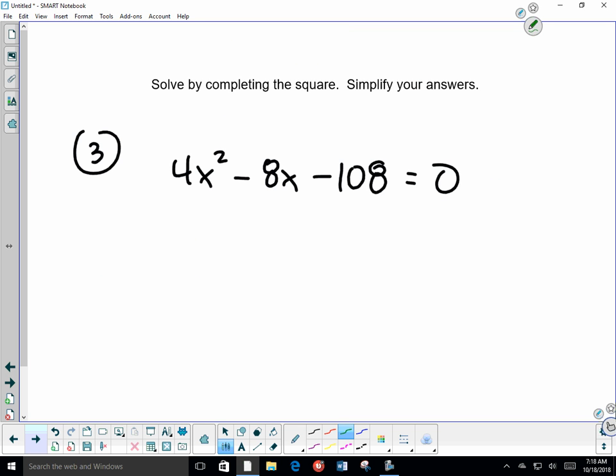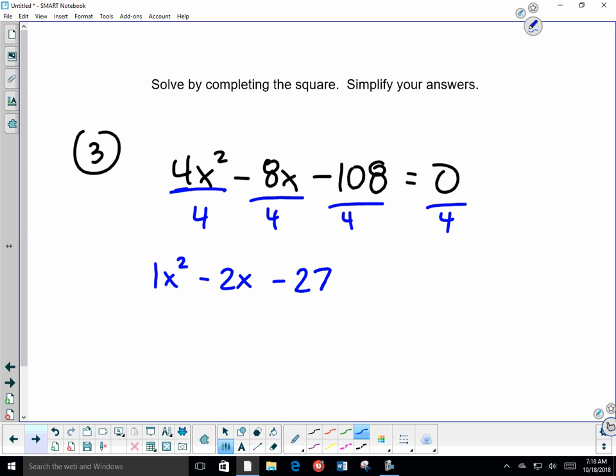This one says solve by completing the square. We cannot make a perfect square trinomial unless our leading coefficient here is a 1. And since it's not, we have to divide everything by 4 in order to get that leading coefficient to be a 1. So now we have a 1x squared minus 2x minus 27 equals 0.